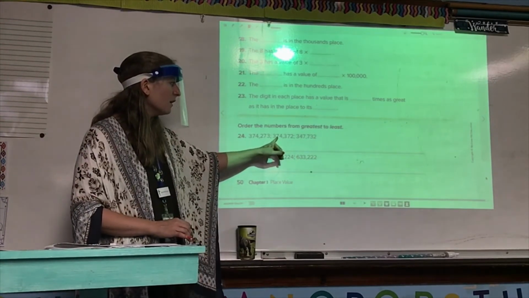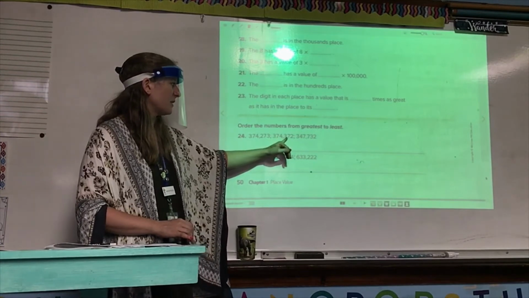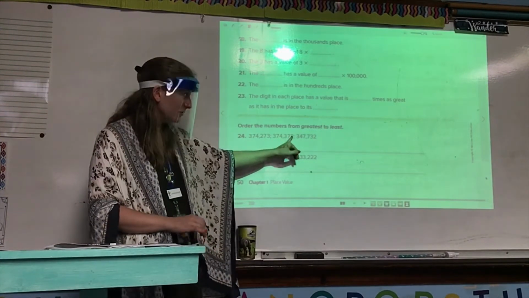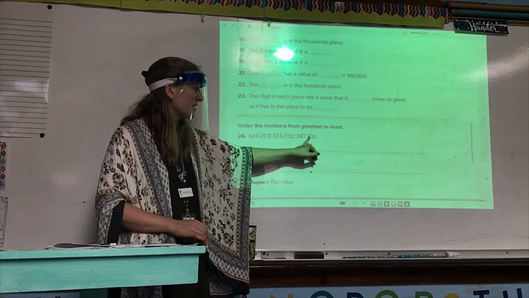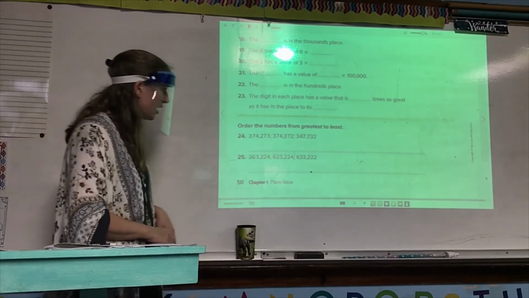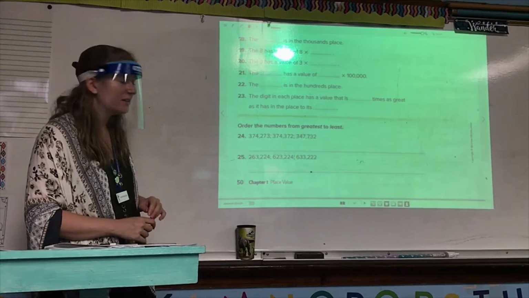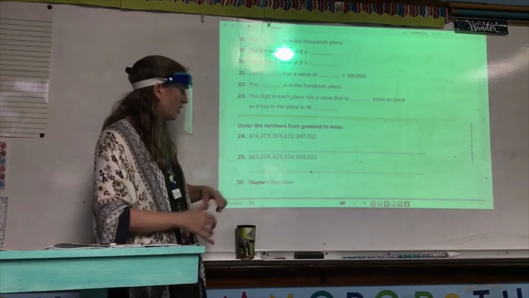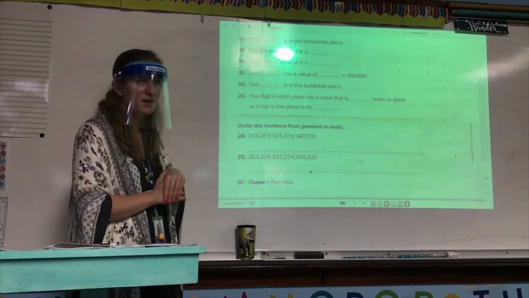So number 24, we have 374,273, 374,372, and 347,732. Zari, help me solve. We're going to start in the greatest place value, which for all 3 of these numbers is what?